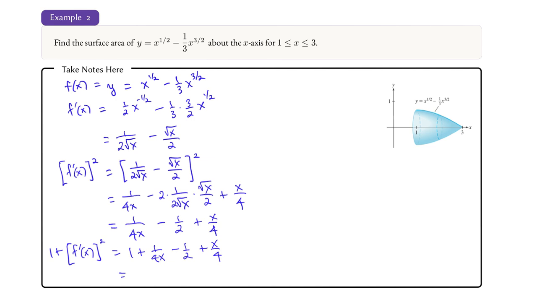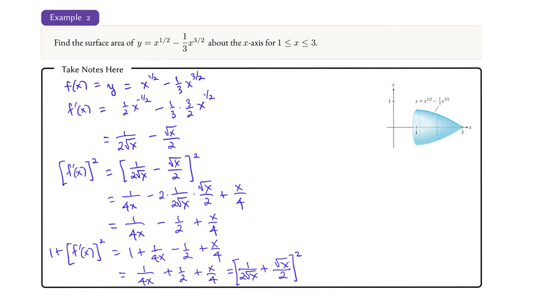1 minus 1/2 is 1/2. This simplifies to 1/4 x plus 1/2 plus x over 4. But this looks like the previous trinomial, which was the square of 1/2 root x minus root x over 2. Therefore, this trinomial is the square of 1/2 root x plus root x over 2.